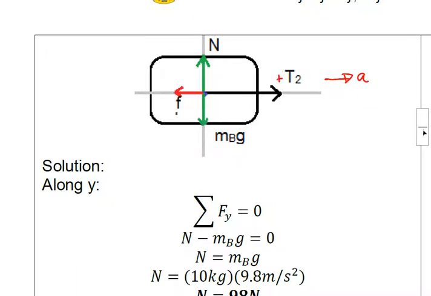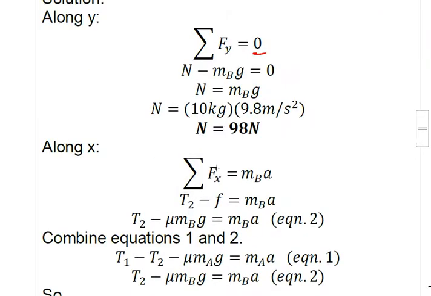The same with A, we are going to start along y because along y there is no acceleration. That is why you have here 0. Then normal force minus m sub B times g. Then the normal force is equivalent to 98 Newton. Then again it will be used in computing the frictional force.